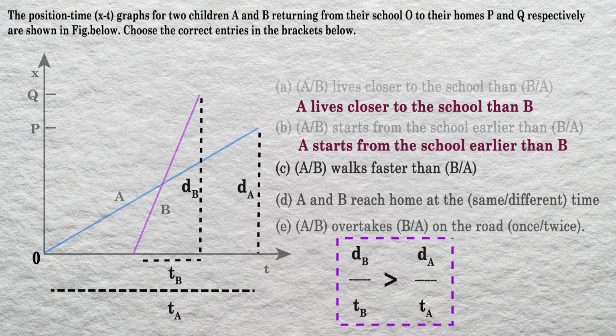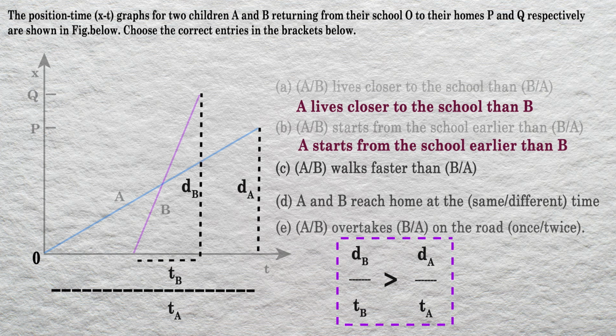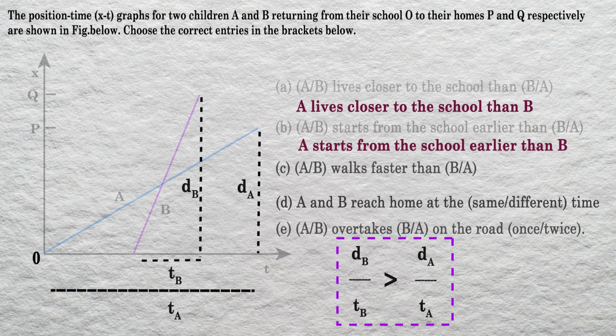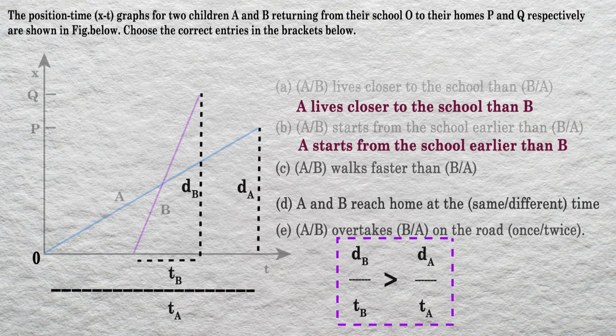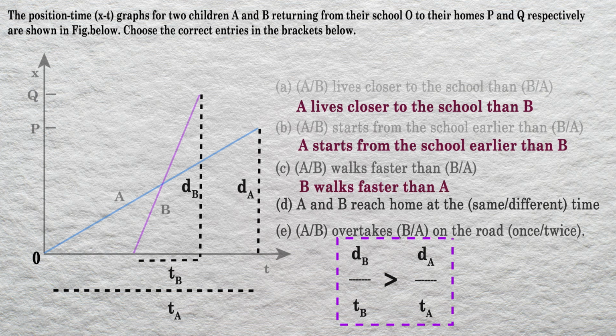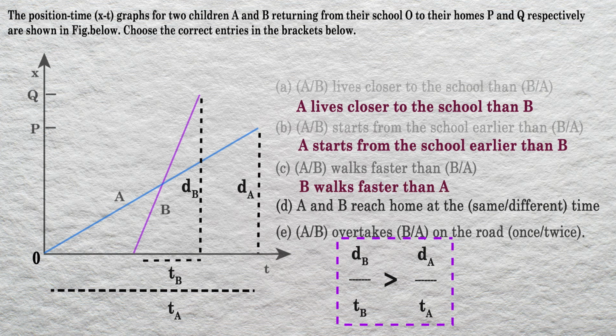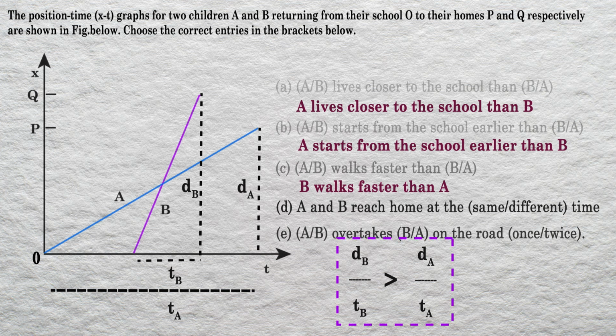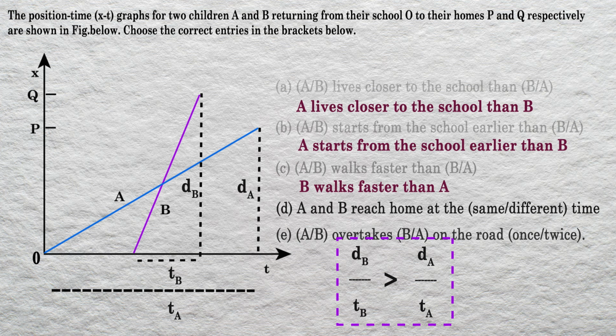Why? Because the slope or the speed of B. Slope is nothing but speed. What is slope? Slope is tangent, tan of that line. The tangent is perpendicular divided by base. What is perpendicular? That is distance. And what is base? Base is your time. So in other words, the slope gives us speed. Distance divided by time is nothing but speed.